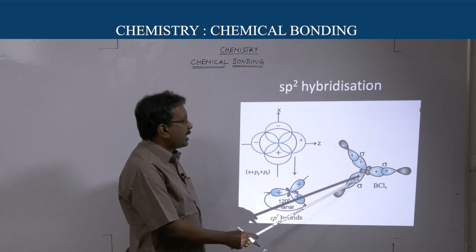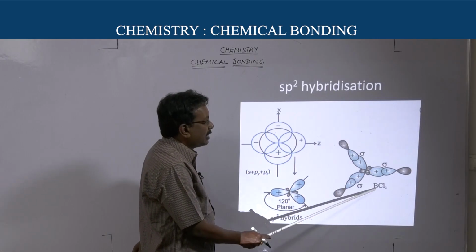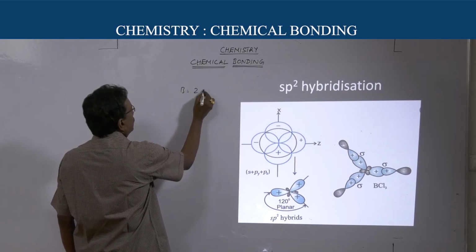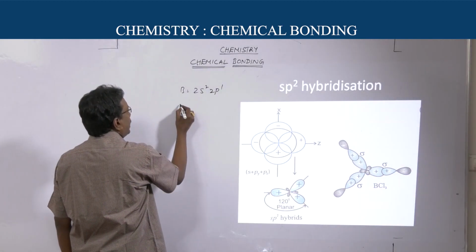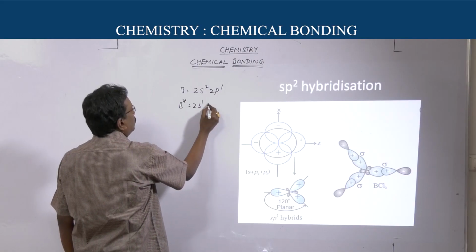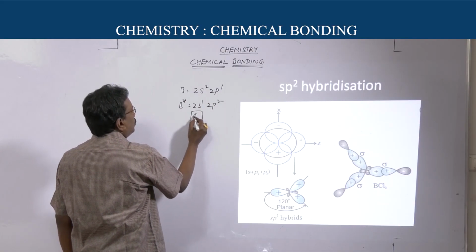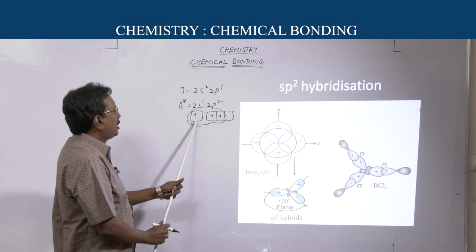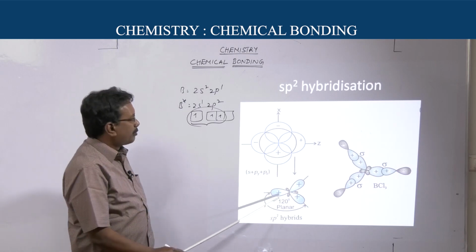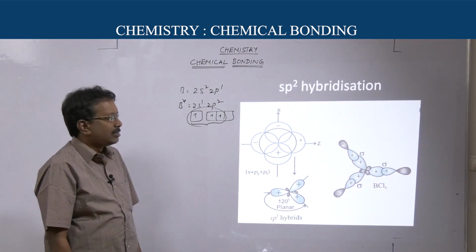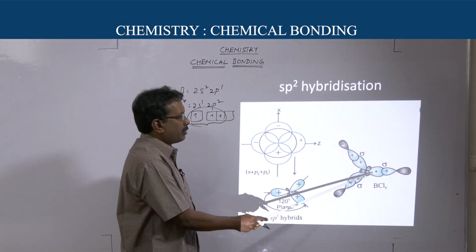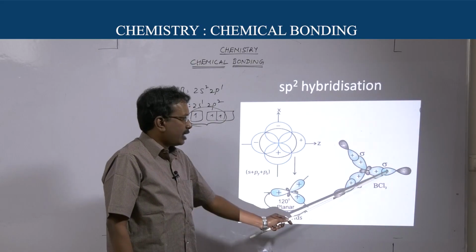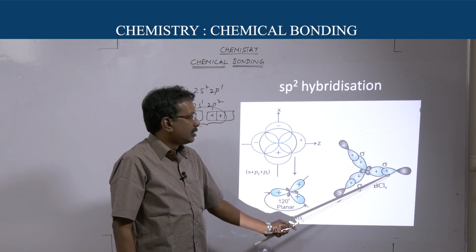Now I am taking one example here, BCl3. So in BCl3, the central boron atom, if you observe, its electronic configuration is 2s2 2p1 in the ground state. Excited state configuration is 2s1 2p2. So now one s orbital and two p orbitals mix together and produce three sp2 hybrid orbitals. Now these three sp2 hybrid orbitals separately overlap with the three chlorine atoms. Once again, chlorine contains a p orbital.